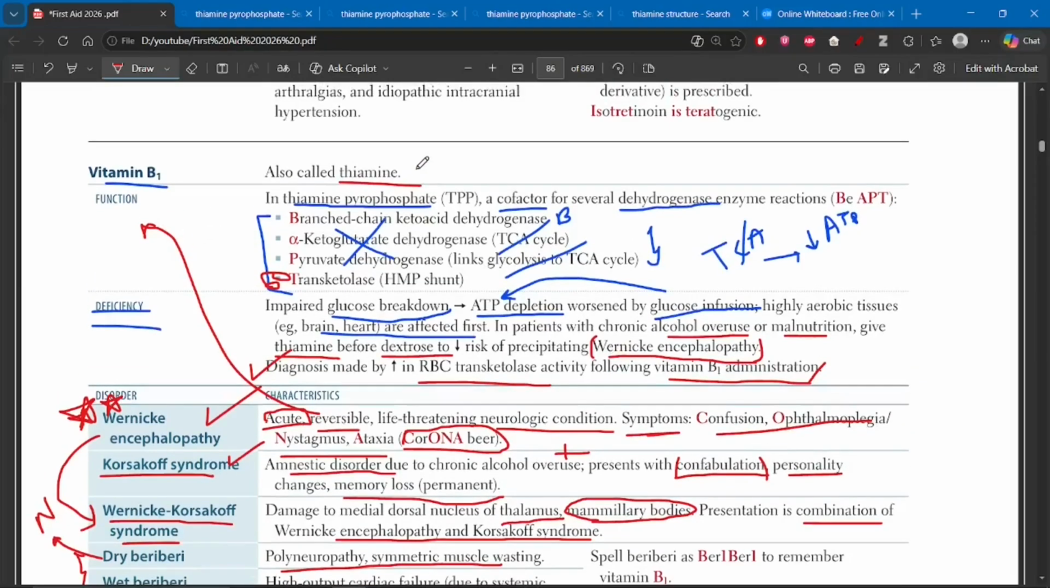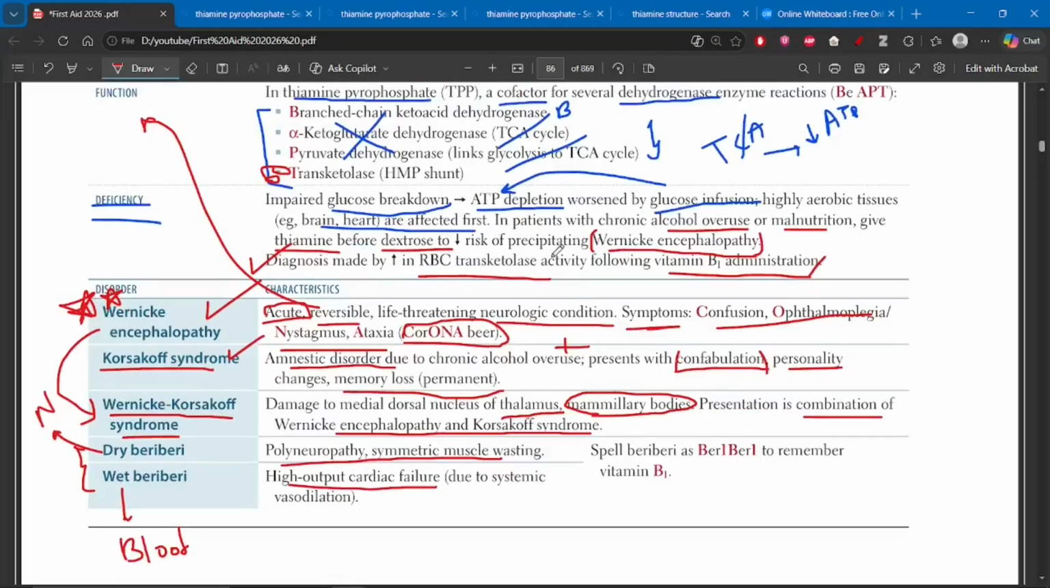We give it plus IV fluids, because there is no harm in giving this injection. There is no harm. So we give it. We don't really wait for the transketolase activity or test it out. But again, it's a point, so you can remember it if you want to.